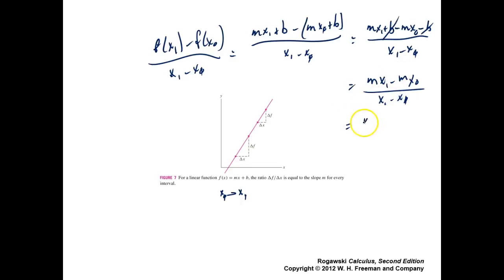I can factor out the m here. What does that leave me with? x1 minus x0 over x1 minus x0. Guess what the limit is? M is the same. It's the same no matter what, x1 and x2 or x7 or x1.